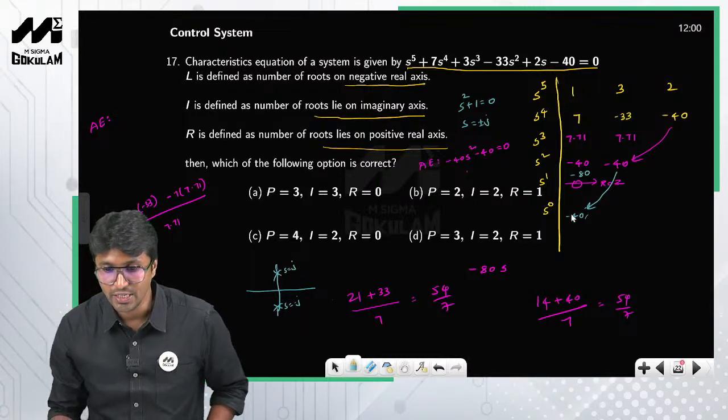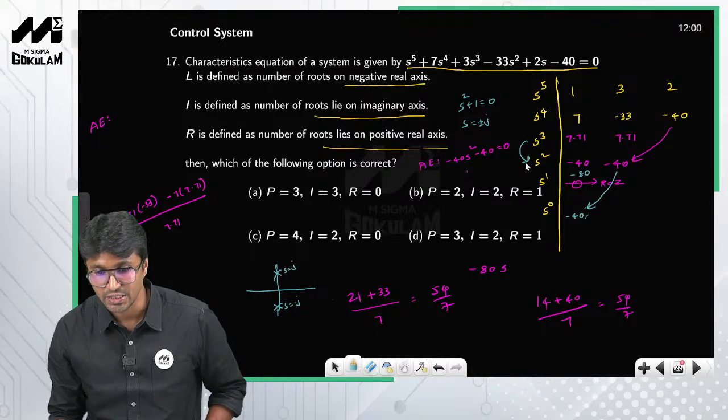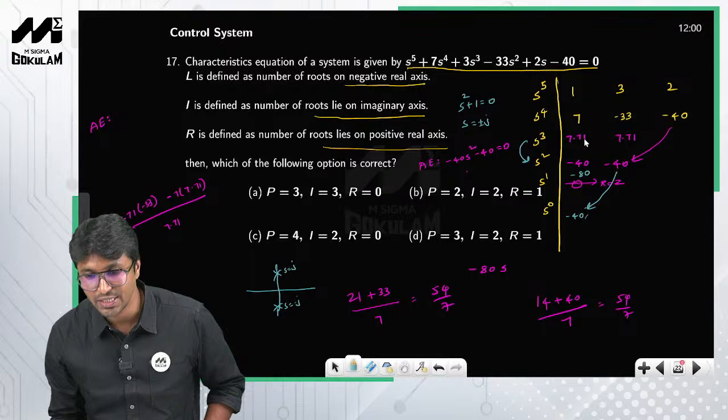And how many sign changes do you find in the first column? There is only one sign change, right? There is only one sign change in the first column.